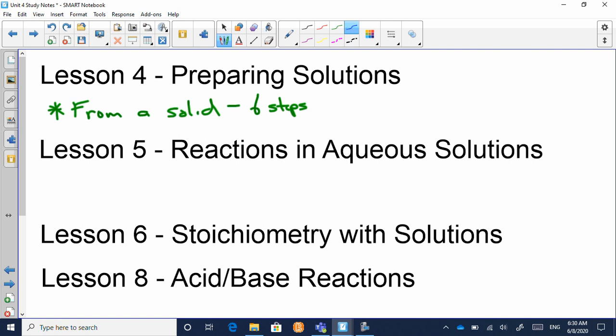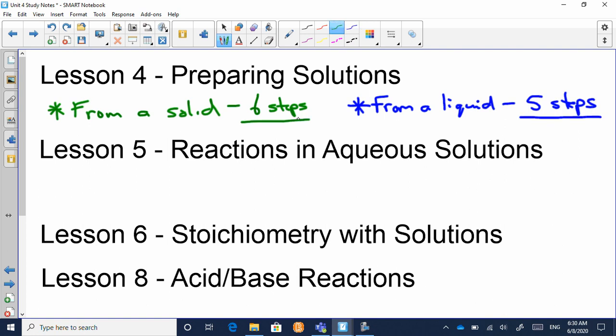And then what we did is we said from a liquid. In other words, if you have a concentrated, let's say, acid, there were 5 steps that you would do. So I would look over those, the 5 steps from the first one and the 6 steps from here. But what I'm going to tell you is that the calculations that you need to do for both of them will be covered in the assignment. Okay.